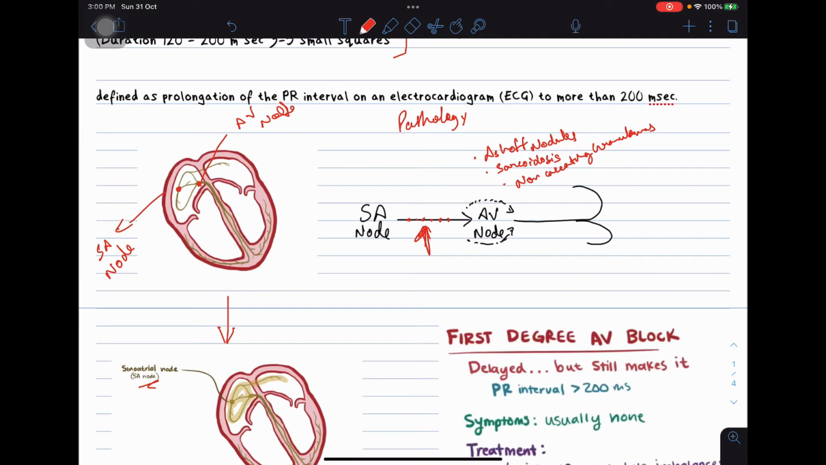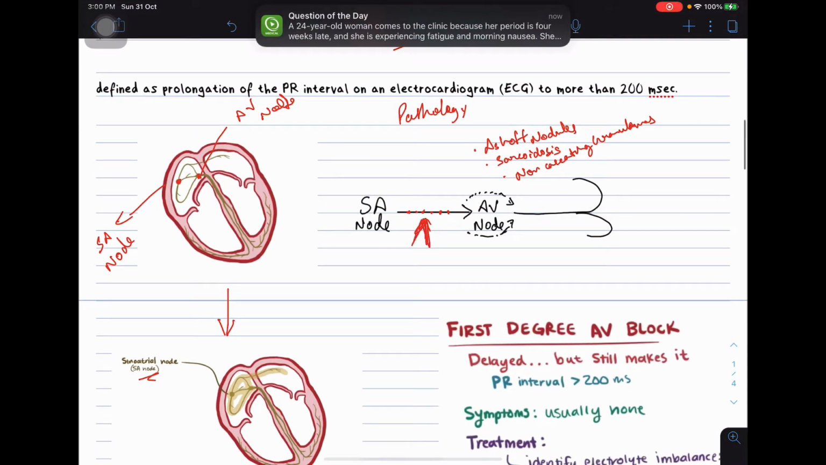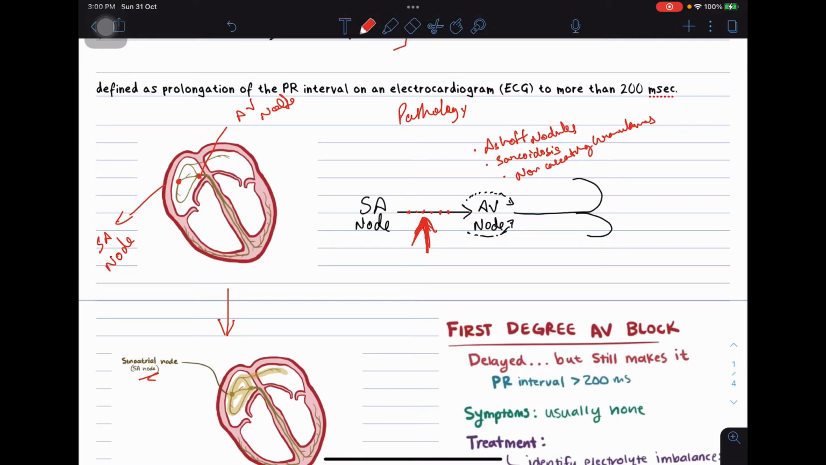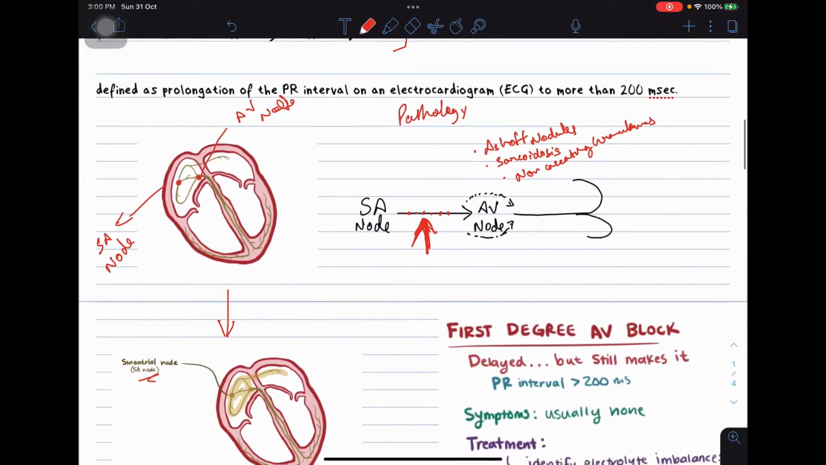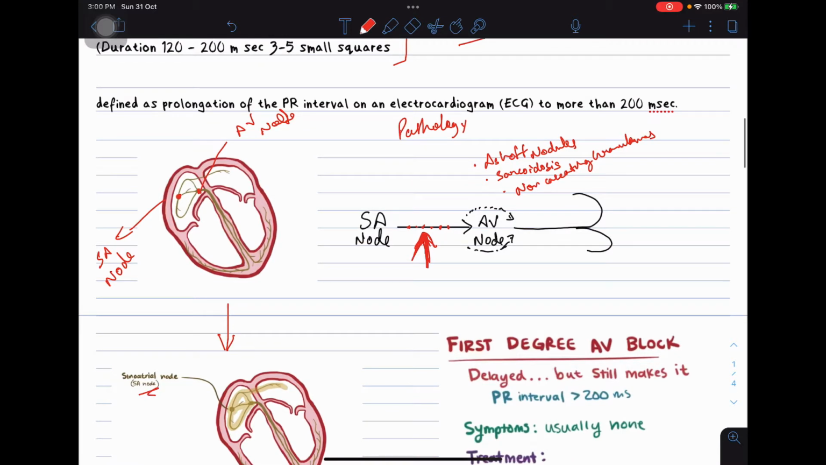Now there is a problem in the pathway, as you can see here. The SA node generates an impulse, and the impulse is transferred through the electrical pathway to the AV node, but there is a problem in the pathway, due to fibrosis, nodules, or sarcoidosis. That is the reason for the delay of the impulse through this pathway, which causes the prolongation of the PR interval on ECG.